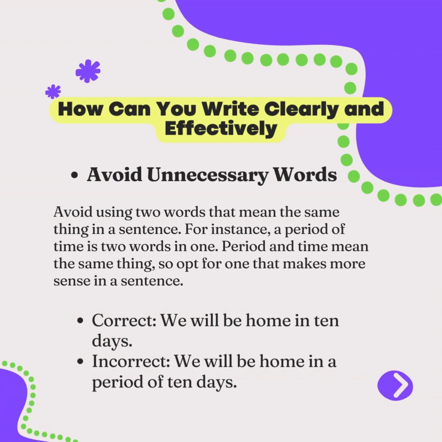Now there are two examples that were given here. One is the correct form and the other is incorrect. We'll be home in 10 days is correct. But when you say we'll be home in a period of 10 days, that is incorrect because a period and 10 days are the same thing. So just remove one and leave the other.